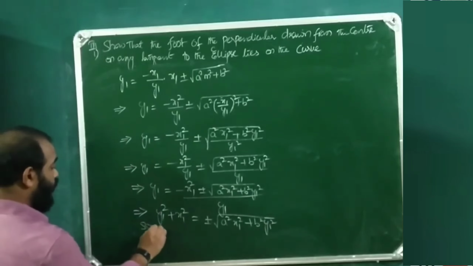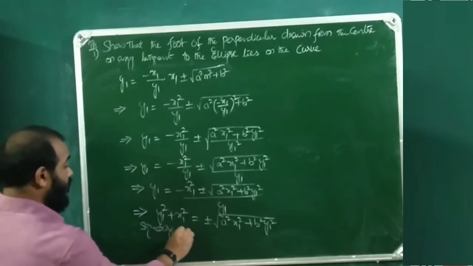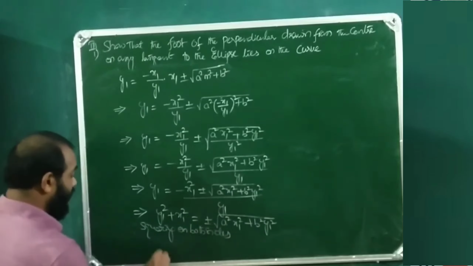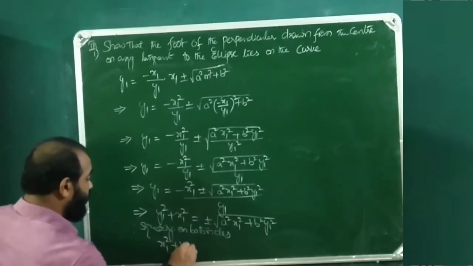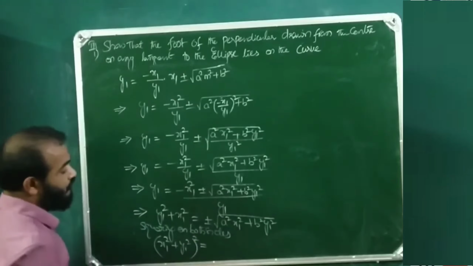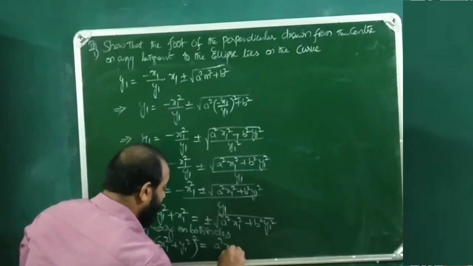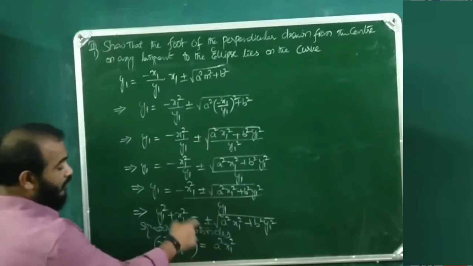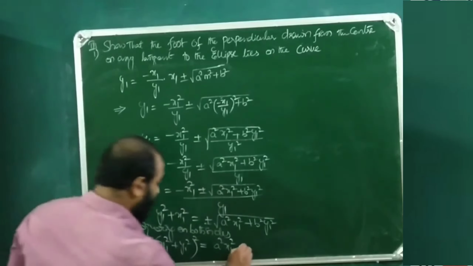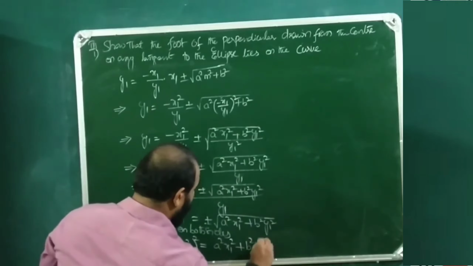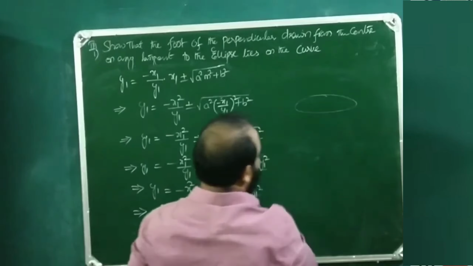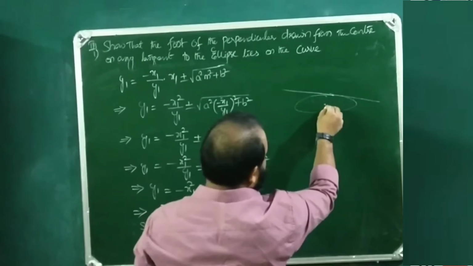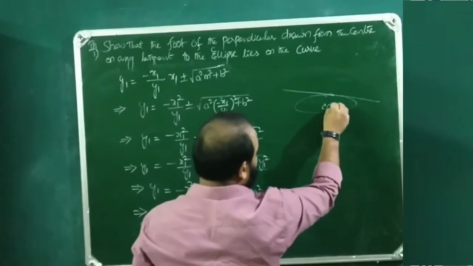So squaring on both sides, we get x1 square plus y1 square whole square equals a square x1 square. Square root and square will be eliminated. Plus or minus whole square is obviously plus, b square y1 square. This is our ellipse and this is the tangent and this is the center 0 0.